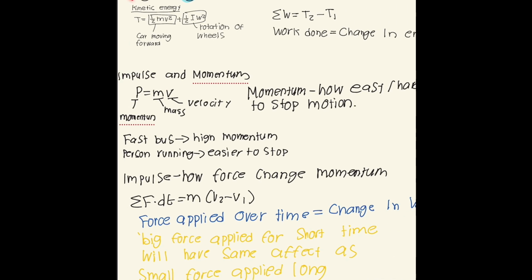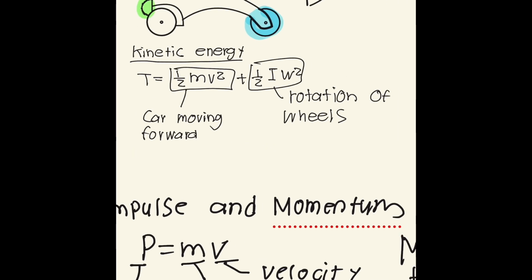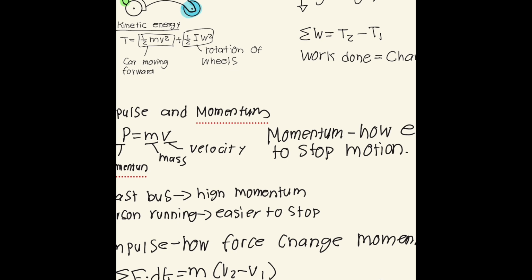Energy and work theorem. So again, same example, car moving forward. Kinetic energy of this system would be half mv squared plus half I omega squared. So half mv squared just talks about the energy where the car moves forward, and half inertia times angular velocity squared talks about the energy that the wheel is going to use to rotate.